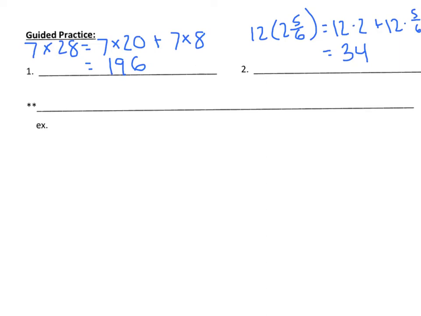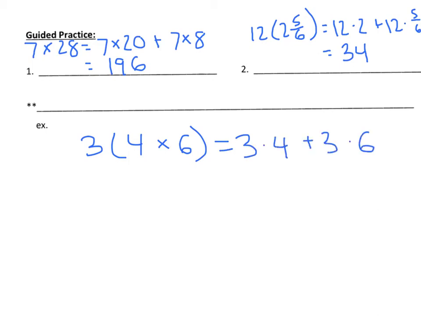Before we move on, I want to point out a common error that I've seen over the years. People will try to use the distributive property when it is multiplication with multiplication. So for example, let's say you had 3 times 4, and then inside the parentheses it's 4 times 6. So people will try to distribute and think, oh, okay, well that's just 3 times 4 plus 3 times 6, and that's going to give me an answer of 12 plus 18, which is 30.